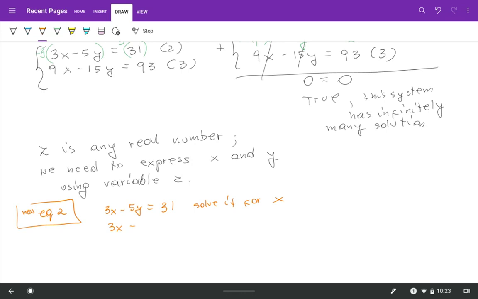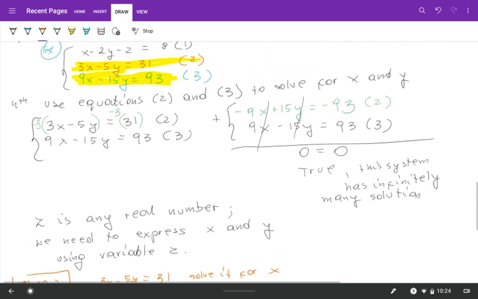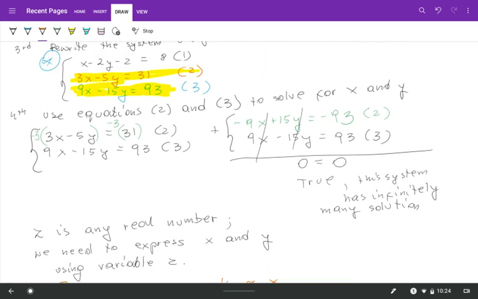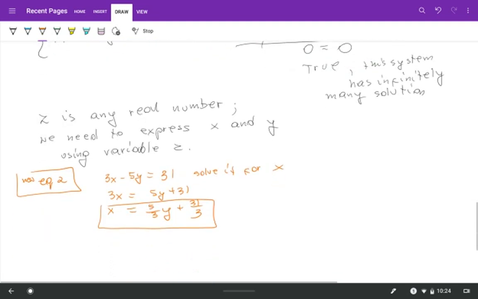And I'm going to solve this equation for x. So 3x is equal to 5y plus 31. x is equal to 5 over 3 y plus 31 over 3. Okay? So I'm going to use the substitution method. So now I will go back to equation 1.